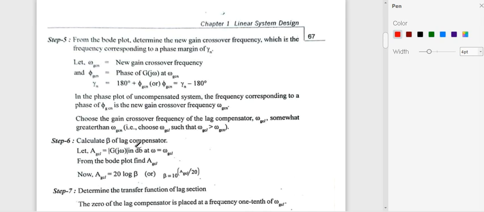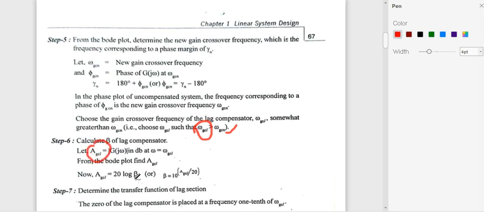So next we need to calculate the beta of the lag compensator. The equation is AGCL equal to 20 log beta. In the case of lag compensator design, we have AGCN. We are finding the gain corresponding to the frequency omega GCN. But here we are considering the frequencies omega GCL. So here the gain becomes AGCL.